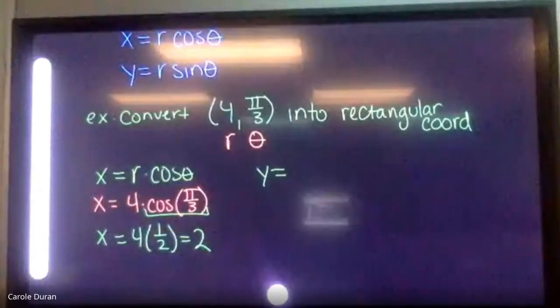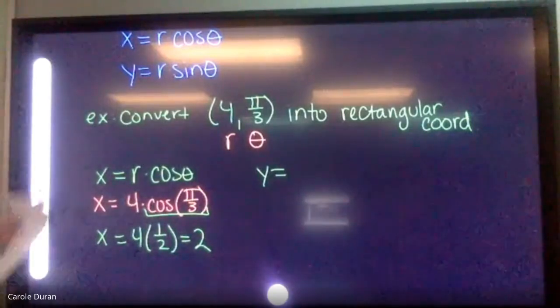Can you plug it into the calculator? You can, yes, but recognize that a lot of the values on the back of our unit circle have radicals in them, and your calculator will give you a decimal. So just be careful. So that's my x coordinate.